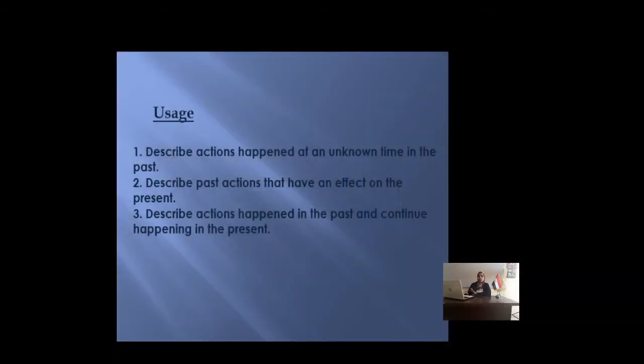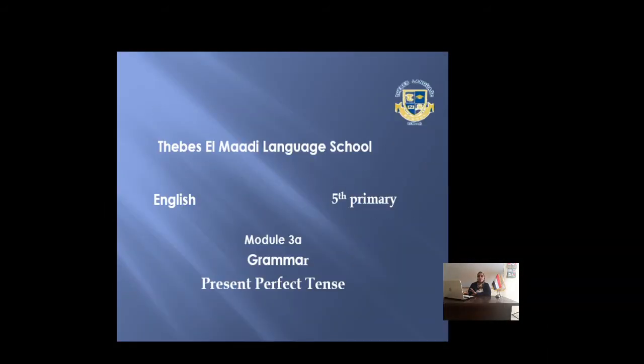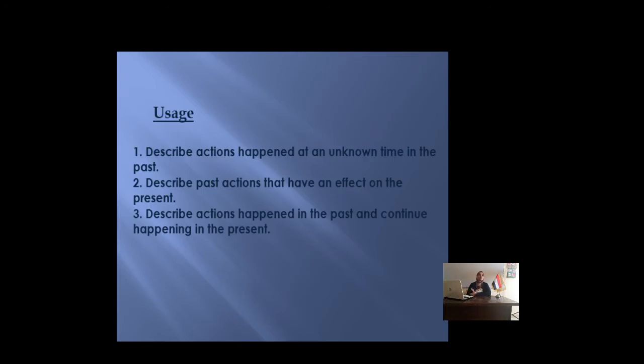Today we are going to have our grammar lesson for module 3a. It talks about the present perfect tense. Let's go to slide 1 and see. Okay, what is the present perfect tense? We use this tense to describe actions that happened at an unknown time in the past.